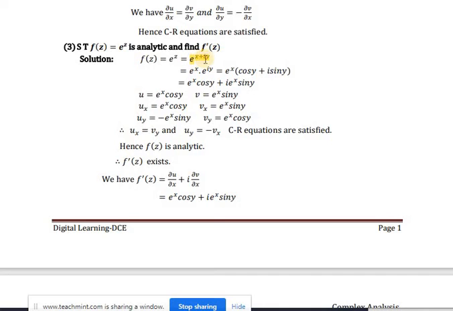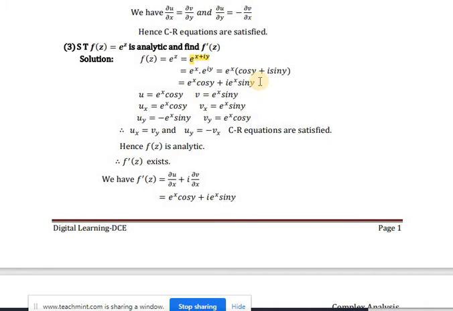Now, e power of x plus iy is nothing but e power of x into e power of iy. So, e power of iy again by expanding, we get e power of x into cos y plus i sin y. See, e power of iy is nothing but cos y plus i sin y. Then multiply with e power of x, we get f of z is equal to e power of x cos y plus i e power of x sin y.